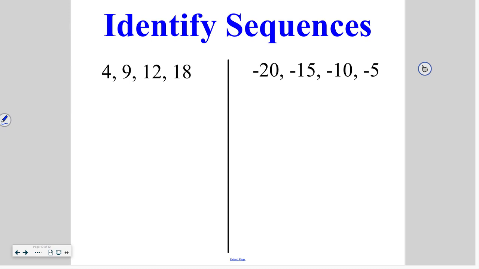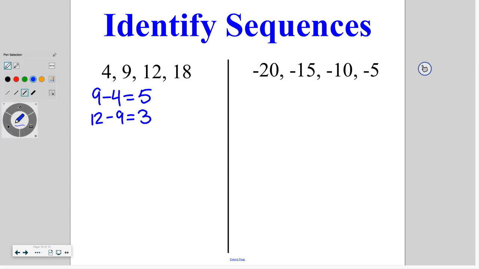So looking here, I've got 4, 9, 12, and 18. First thing I always like to check is, do we have an arithmetic sequence? So I'm going to start with 9 minus 4, which gives me 5. 12 minus 9 gives me 3. Those two values are not the same, so this is not an arithmetic sequence.